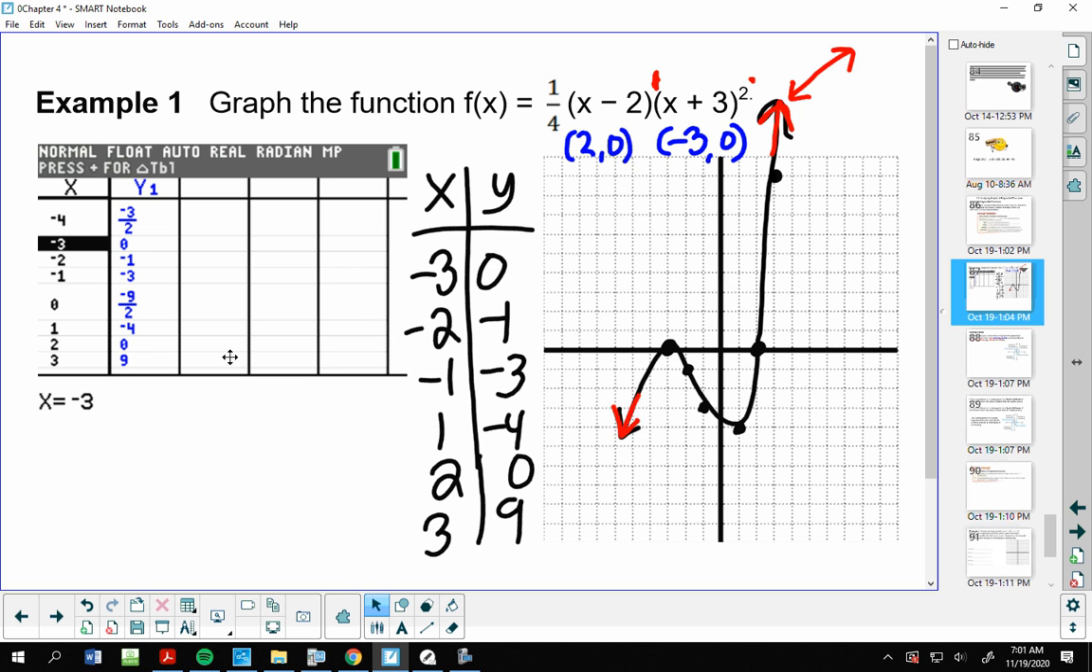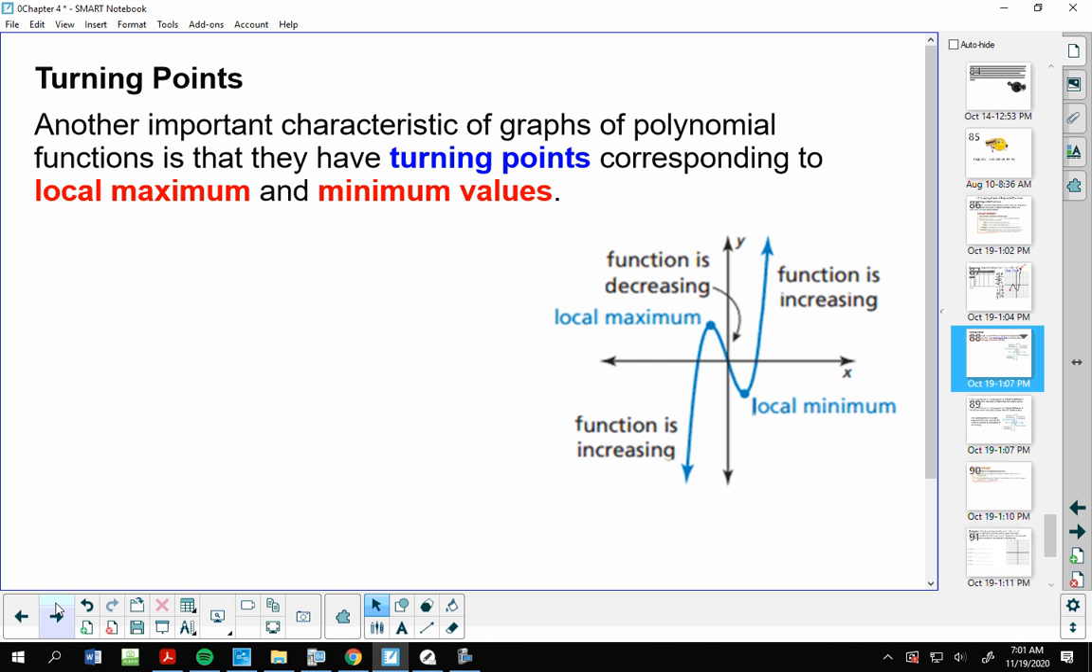But most of yours are going to be in standard form. So another important characteristic that we're going to talk about of the graph is that they have turning points. These turning points are where they change direction. So for example, this is a turning point here, and this is a turning point here. So that's where they change direction, where they go from increasing to decreasing, or decreasing to increasing.